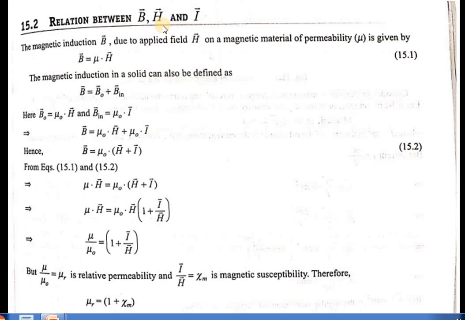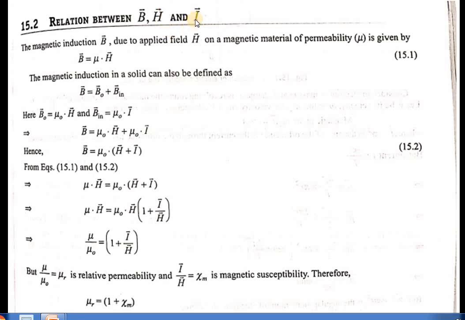And H is defined as magnetic field strength. The external magnetic field needed to magnetize a magnetic material in the direction of the magnetic field is the magnetic field strength.